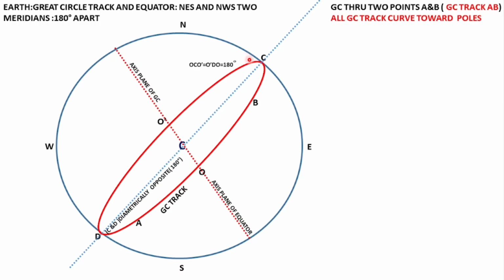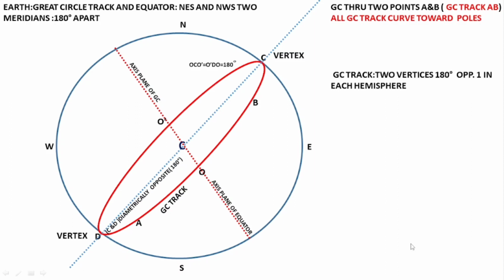And these 2 points, C and D, they are diametrically opposite and they are closest to the poles. Of course, other points are also diametrically opposite, but we are more interested in these 2 points here. Now, these 2 points which are closest to the poles on either side are called the vertex. And as you can see, each great circle track will have two vertices, one in the northern hemisphere and one in the southern hemisphere. And these 2 points are vertically opposite, diametrically opposite, 180 degrees.